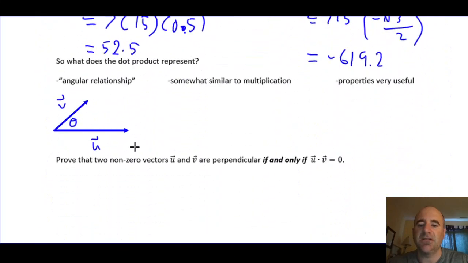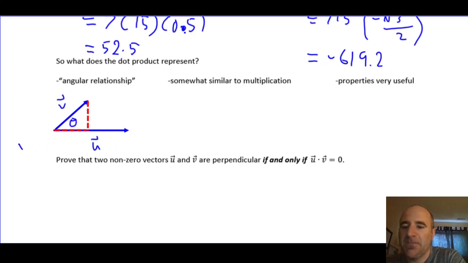So I would look at it like this. Imagine drawing this little line right here. Look at this right angle triangle I have here. If I look at this side right here, and I'll actually just draw it right there, the cosine of theta is this length divided by the magnitude of v, adjacent over hypotenuse. That means this length that I've drawn in with the red dash is actually the magnitude of v times the cosine of theta.